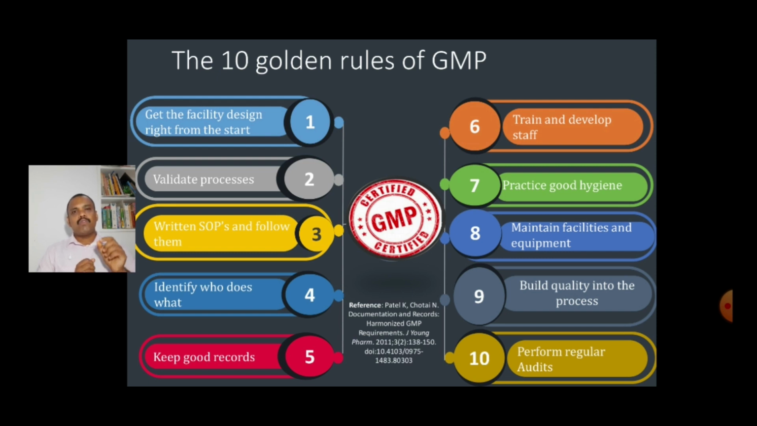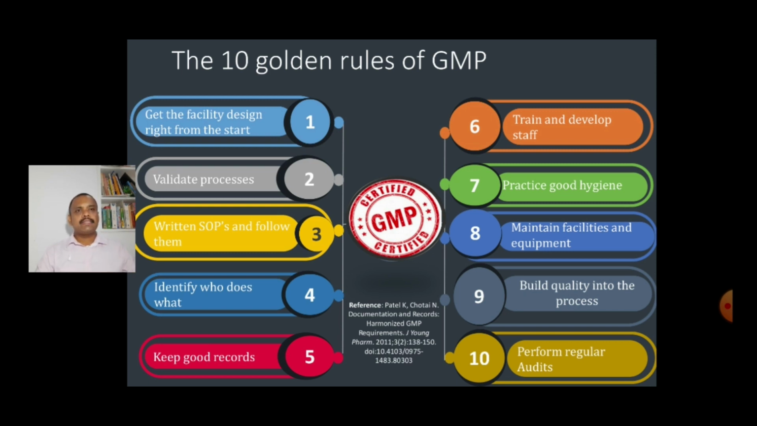The second is validate the process. Validation, one of the important aspects. We will discuss it in the coming slides. The need of written procedures, and also we need to follow those written procedures. Identify who does what. The job description, what job I am doing, that should be clearly mentioned. And you need to keep good records. That is the fifth principle of GMP, that you need to keep good records. Whatever you are doing, you need to maintain records.